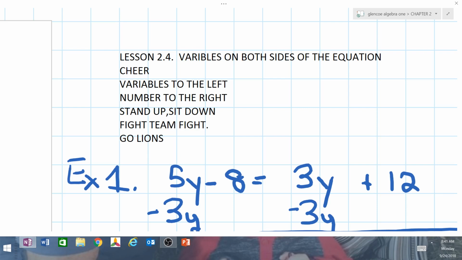Let's do it again. You ready? 5, 6, 7, 8. Variables to the left. Numbers to the right. Stand up, sit down, fight, team, fight. Go Lions. Okay, great job. Give yourselves a hand. That concludes our lesson for today. I hope that if you weren't here, you do the cheer on your own.